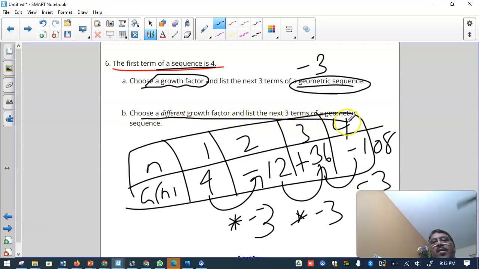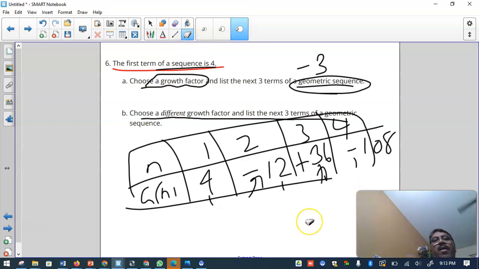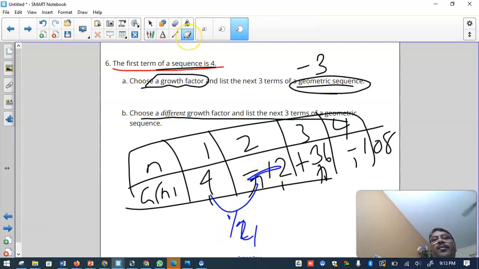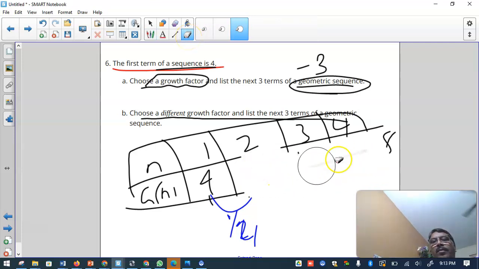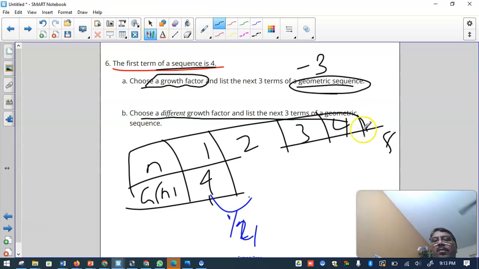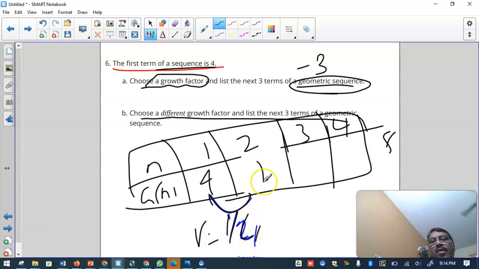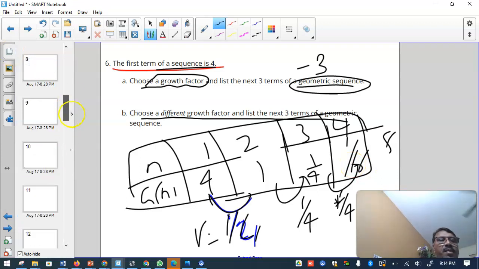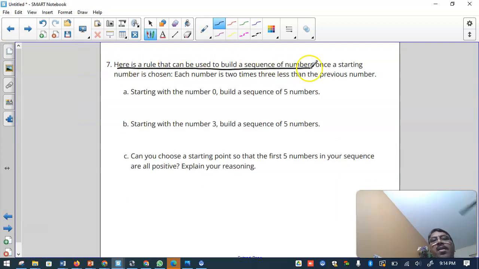Choose a different growth factor and list. So you can select maybe minus 2. It doesn't have to be what I chose. You can choose, let me take half of it, or maybe 1/4 of it. So you can select 1/4 also. 1/4 of 4 is 1, and then again 1/4 of 1 is 1/4, and then again 1/4 of this will be 1 over 16. Hope that helps.